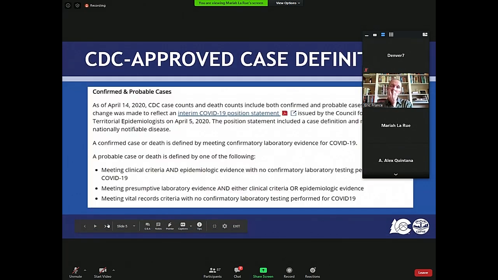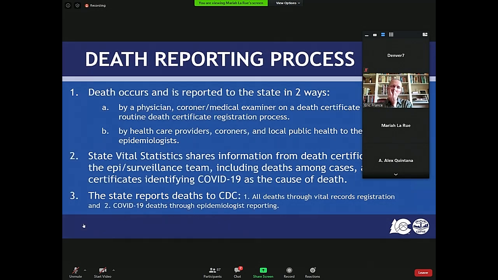So if we could skip to the next slide, please. Or actually, we can stay here. I'm sorry, go back one. I'm sorry, I got turned around. So as Dr. France mentioned, there's two ways in which deaths get reported to the state. This first one by physicians, coroners, and medical examiners through routine vital records or death certificate registration. That information is intended, as Dr. France described, to capture the best medical opinion of the medical certifier, that is the coroner, medical examiner, or physician who's completing that death certificate, including deaths found to be caused by COVID-19 or other causes as well.